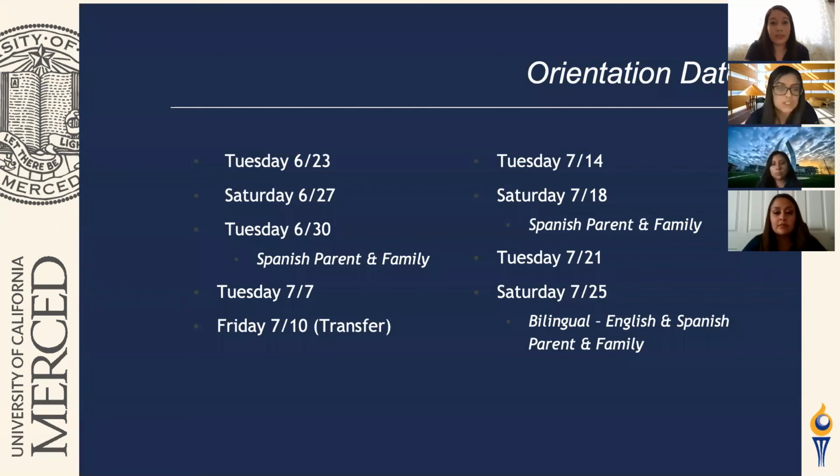Our next question is, during orientation, how can we choose our classes? Great question. So you will not be choosing your classes on orientation day. You will be checking your email to identify what date and time you are able to register for classes. Class registration will be taking place towards the end of June, and your academic advisor will be contacting you with information on how to register, course recommendations, and the date and time of your registration.